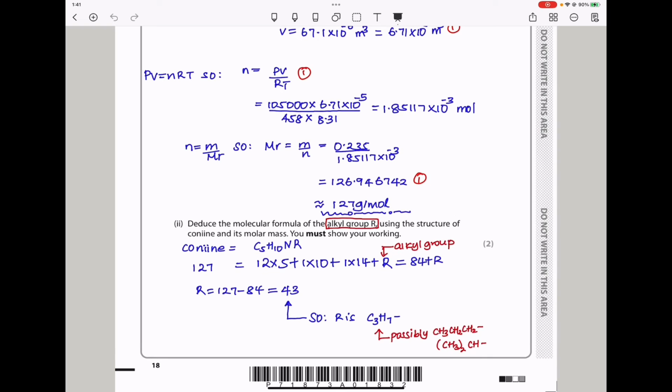Next they say, deduce the molecular formula of the alkyl group R using the structure of quinine and its molar mass. You must show your working clearly. Quinine is carbon 5, hydrogen 10, nitrogen, and R. So 127, which is the molar mass, is going to equal 12 times 5 plus 1 times 10 plus nitrogen, which is 14, plus R. And when you make R the subject by subtracting from 127, I got R is equal to 43. So possible structures of R, because 43, that is alkyl, could be that or that. So this could be C3H7 if you're writing the molecular formula of R.